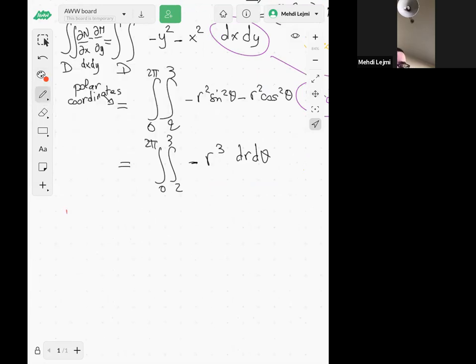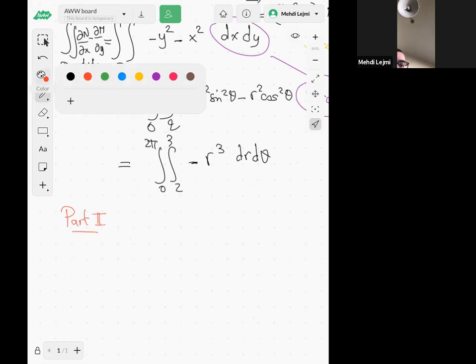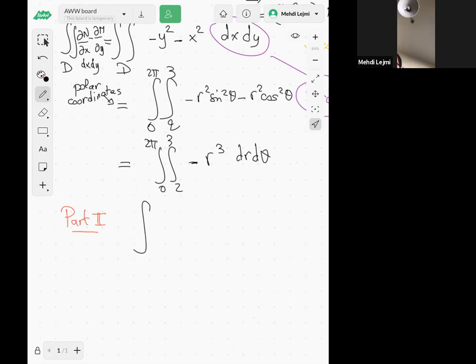Now the second part of the theorem, part 2, is the integral along the boundary, the integral over C ds. This is the boundary.